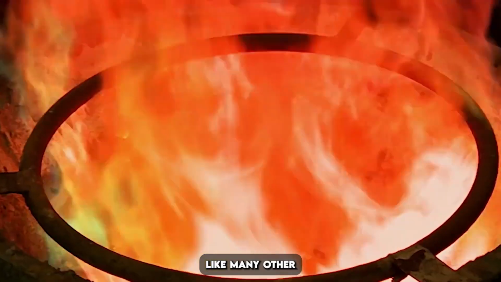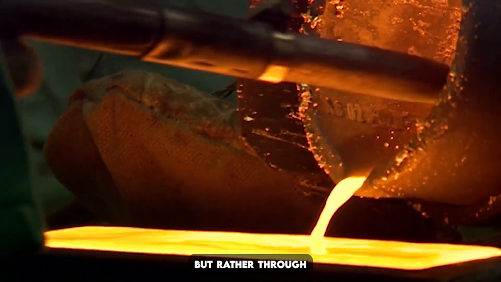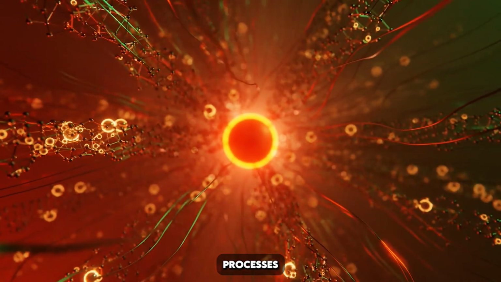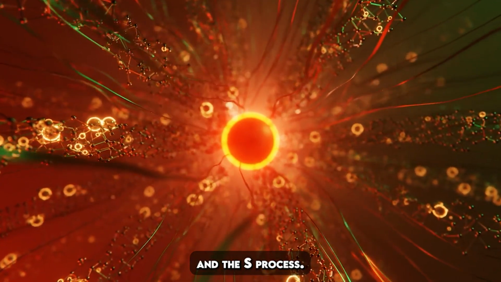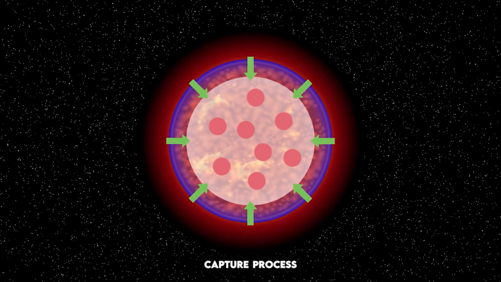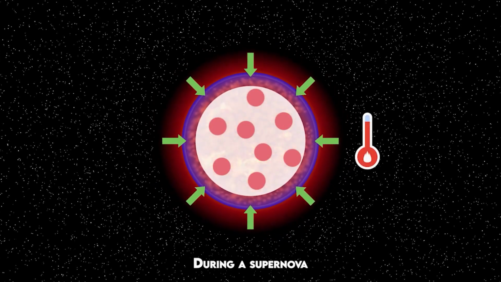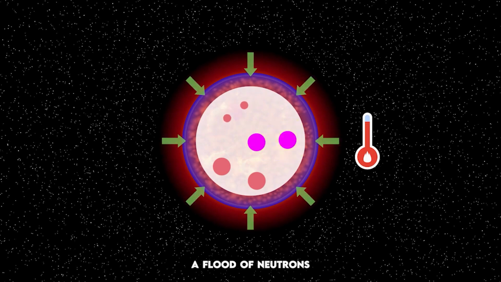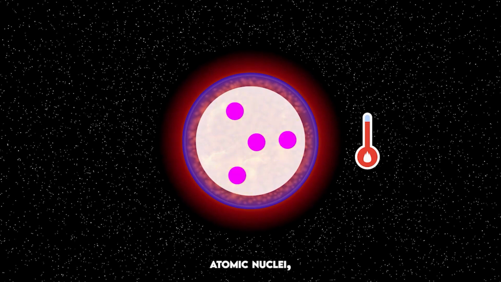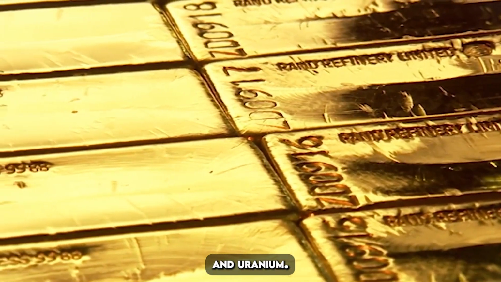However, gold, like many other heavy elements, is not formed during the regular fusion processes within stars, but rather through two distinct nucleosynthesis processes, the R process and the S process. R process nucleosynthesis. The R process, or rapid neutron capture process, is responsible for the creation of the heaviest elements, including gold. During a supernova explosion, the extreme conditions release a flood of neutrons that bombard existing atomic nuclei, rapidly adding neutrons and forming heavier elements.